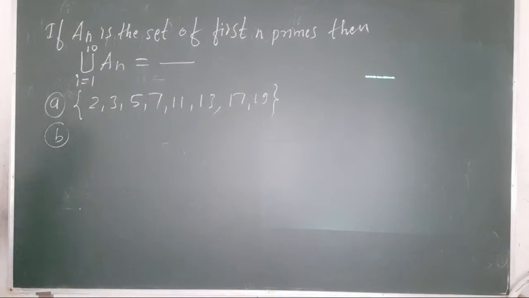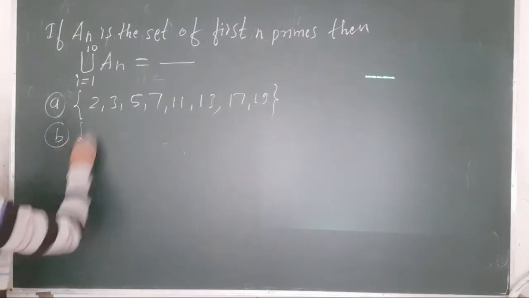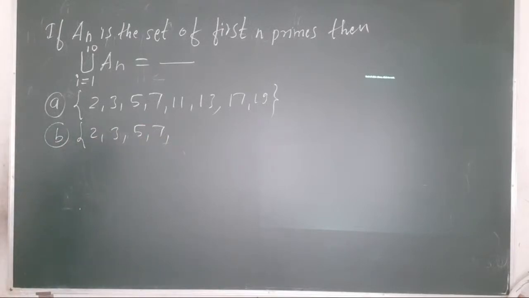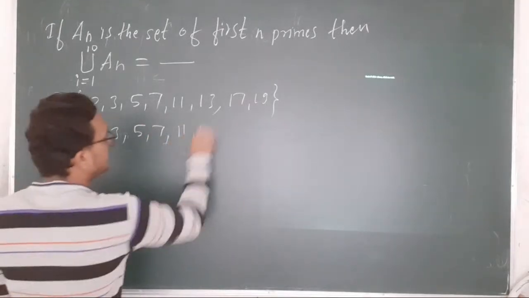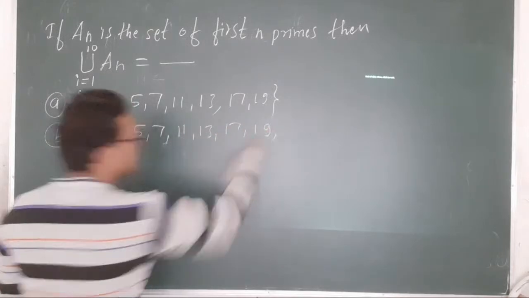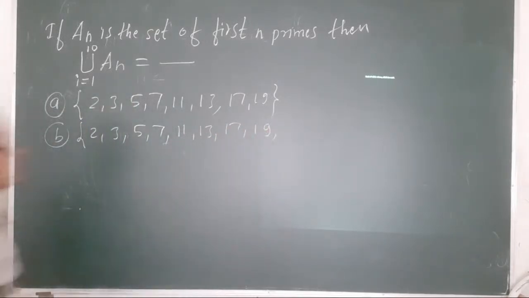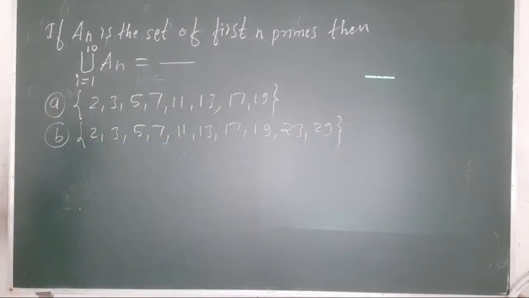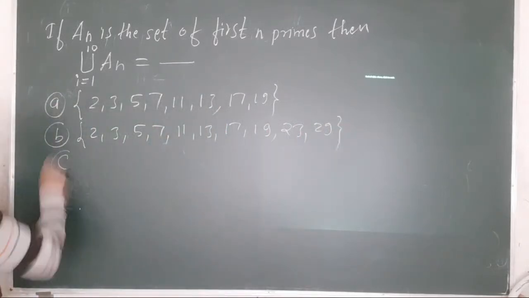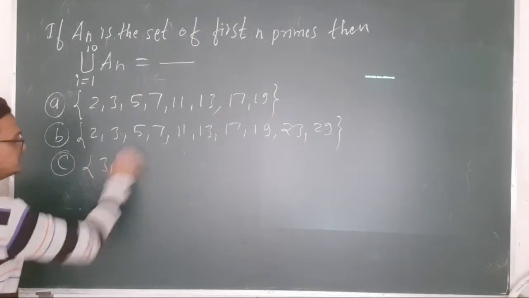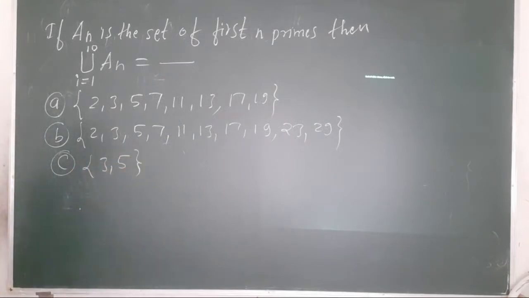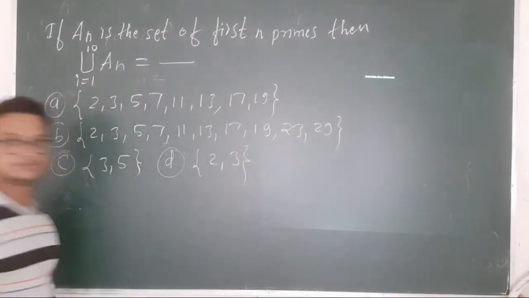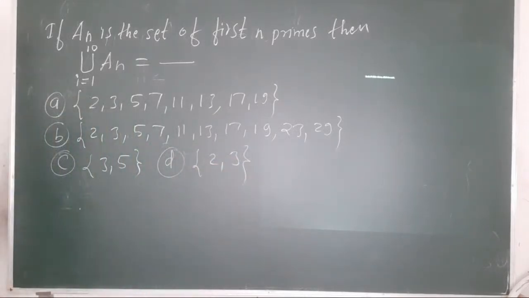Option B, 2, 3, 5, 7, 11, 13, 17, 19, 23, 29. Okay. Option C, 3, 5, and option D, 2, 3. Okay. What is the question here?